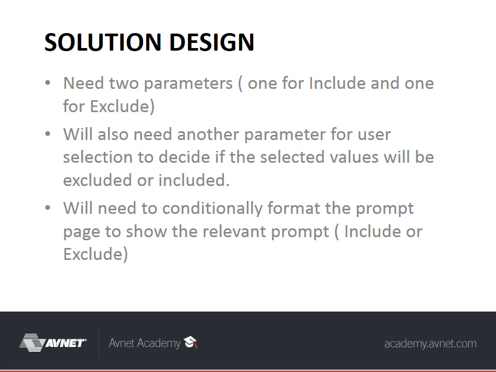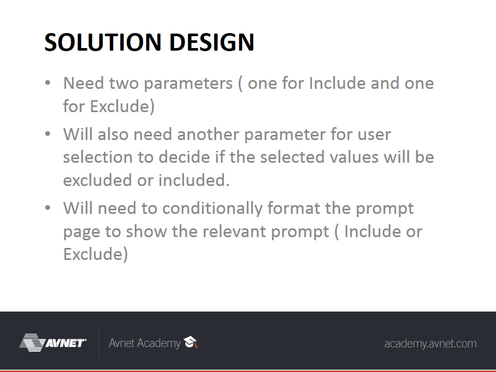So the solution design, I would say, we would need two parameters. One for including the values and one for excluding the values. We need to have two different parameters which can be used in our filters. One filter would say I want to have my product values which are chosen in this parameter, or another filter would be that the values which are selected should not be in the parameter, in the product values which are to be shown on the report.